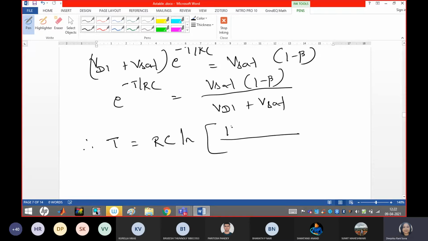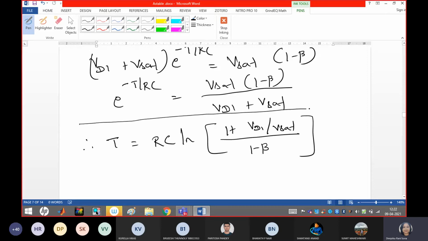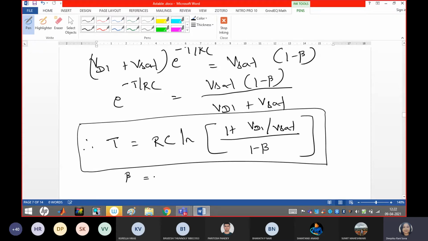whole into 1 plus Vd1 by Vset, divided by 1 minus beta. So this is the time period equation for the monostable multivibrator. If I find out my frequency of oscillation, this is nothing but 1 by time period. Okay, if I consider R1 equal to R2, beta is represented here, because we know that beta equals R2 divided by R1 plus R2.